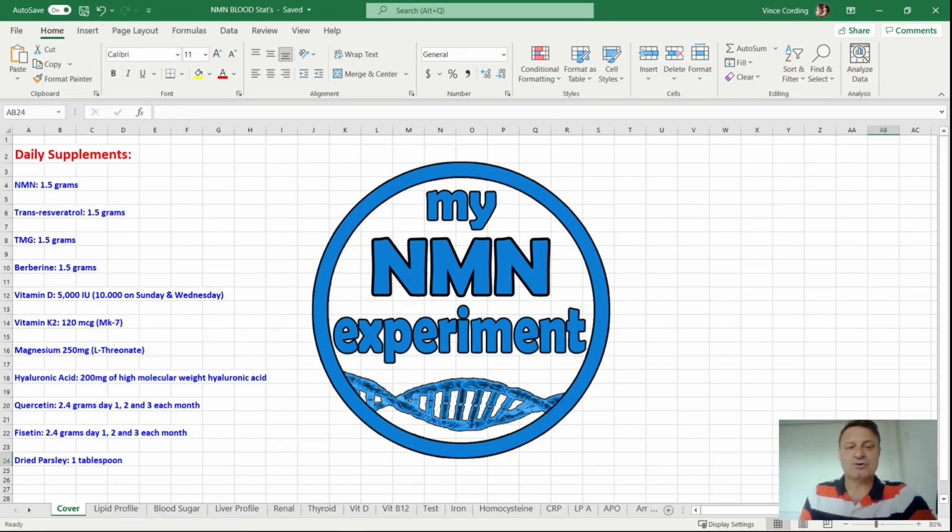Quercetin, 2.4 grams a day, on the first, second, and third of each month. And fisetin, 2.4 grams a day on the first, second, and third of each month. And I'm still on 1 tablespoon of parsley, which is also mixed into my yogurt at lunchtime.